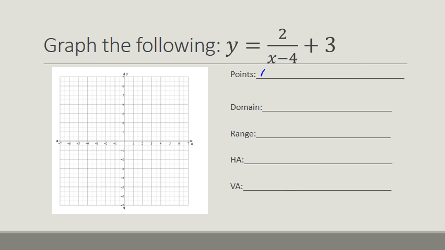Okay, so I have the points 5, 5, 6, 4, and then when I went with 2, it was 2, 2. Okay, and we said our vertical asymptote was x equals 4. Our horizontal asymptote is y equals 3. So I'm going to graph those in first. X equals 4.